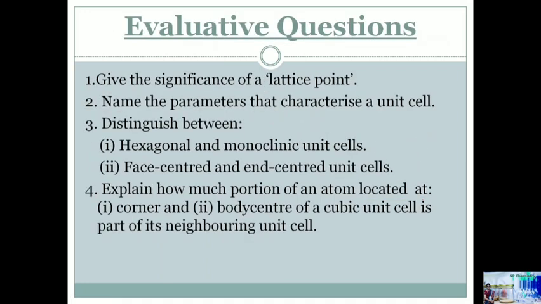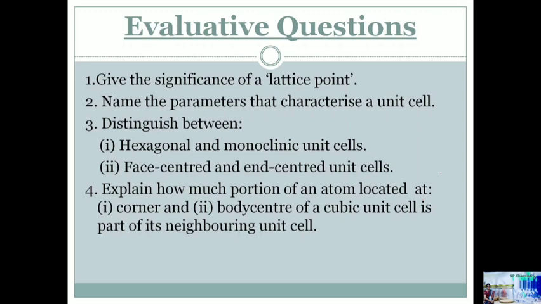Dear students, let us discuss some evaluative questions. First question for you, give the significance of a lattice point. So what does it mean? The lattice point denotes the position of a particular constituent in the crystal lattice. It may be an atom, or a group of atoms, or an ion. The arrangement of lattice points in space is responsible for the shape of the particular crystalline solid. In this way you can write the answer to question number 1.